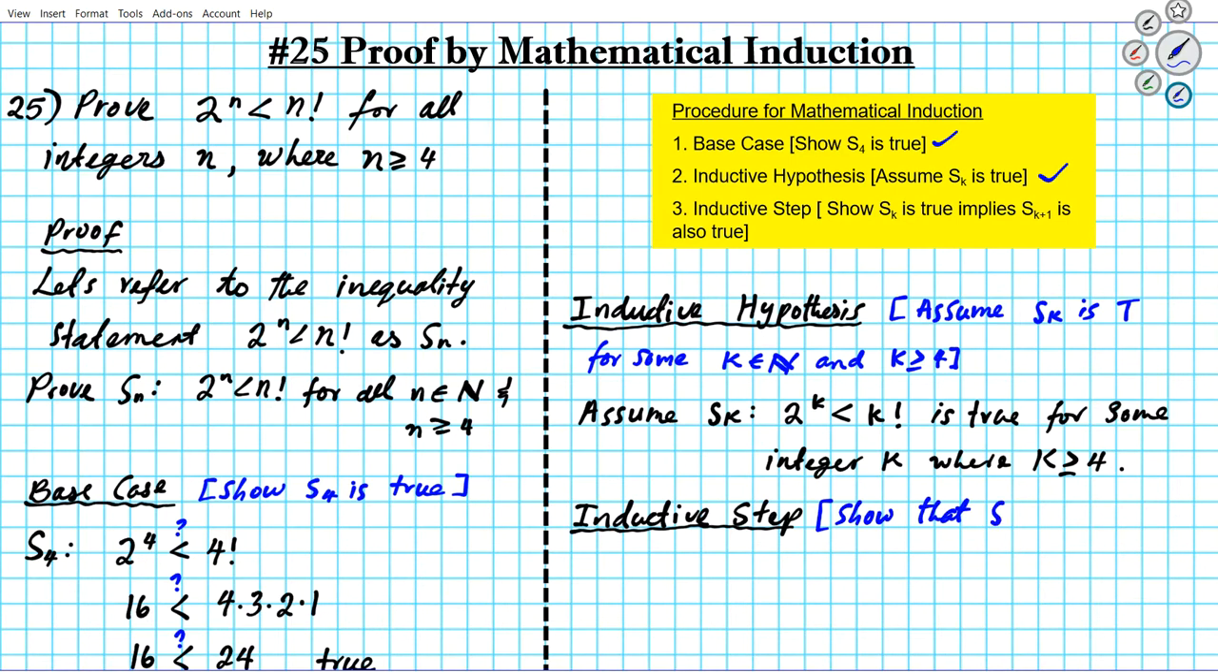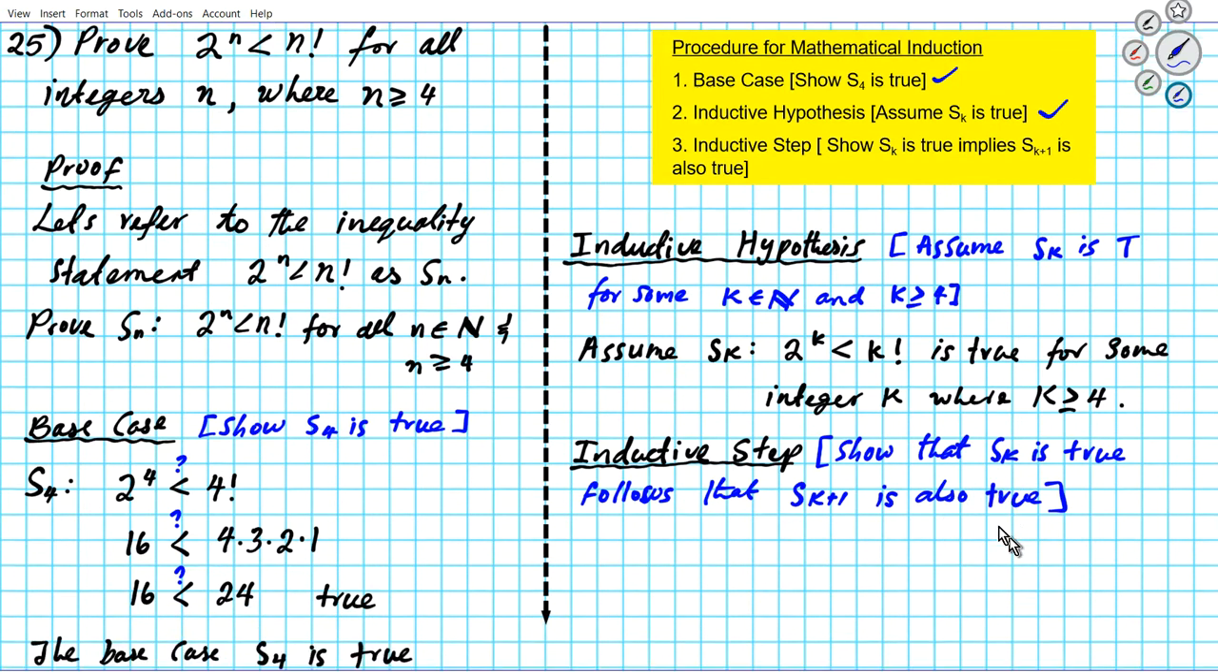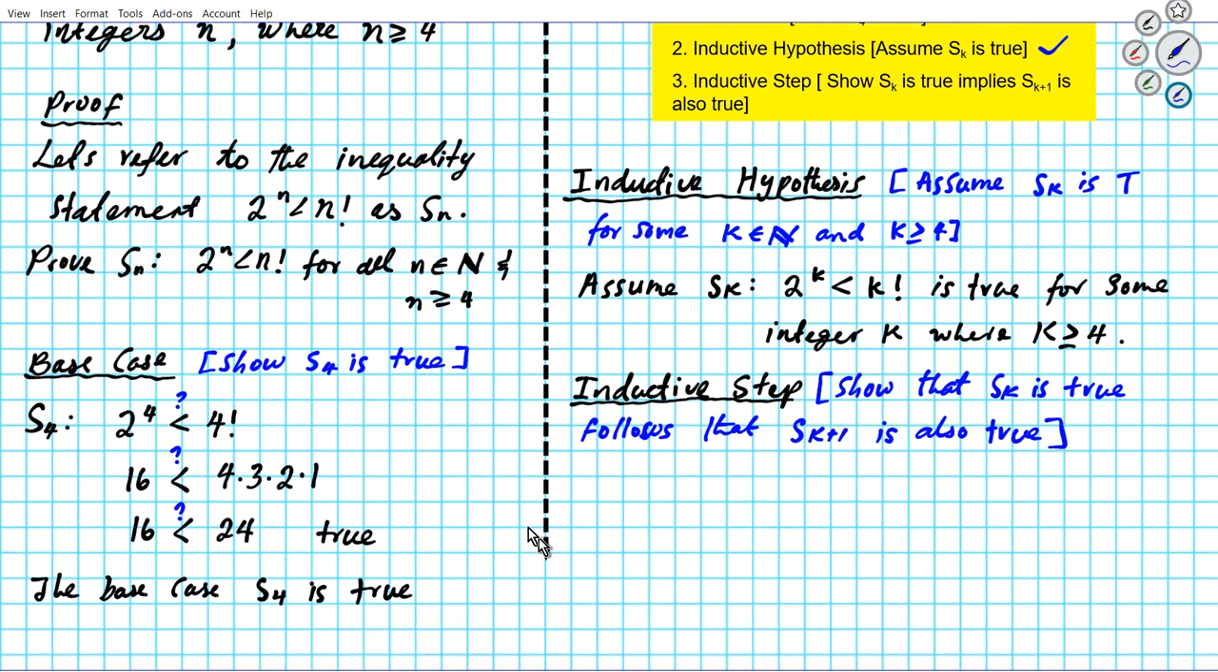For the inductive step, our task here is to show that if S sub k is true, it follows that the next step, S sub k plus 1, is also true. We're going to start with S sub k plus 1 and see if we can use this inductive hypothesis to show that S sub k plus 1 is also true.